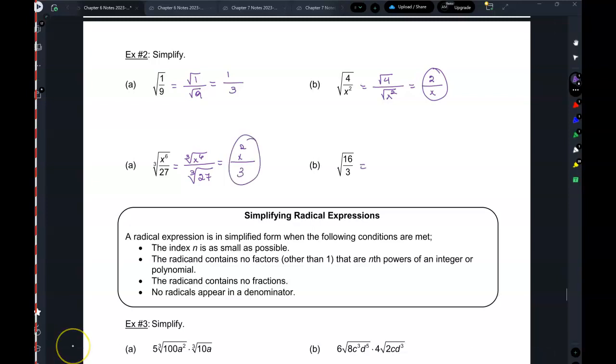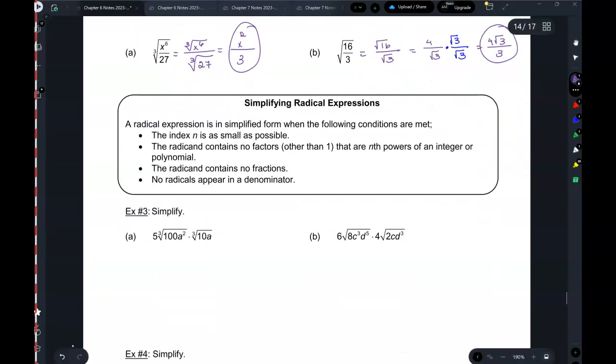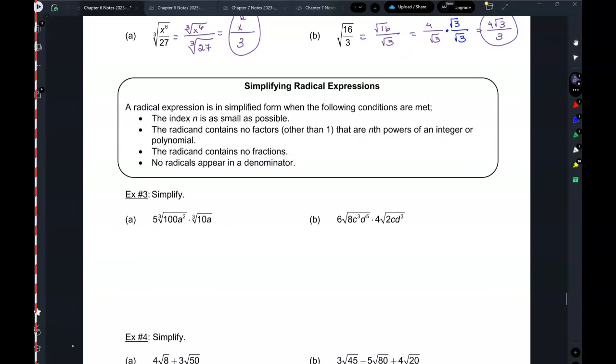Okay. Root 16 over root 3. That's 4 over root 3. What do I multiply by? Four root 3 over 3. Okay?